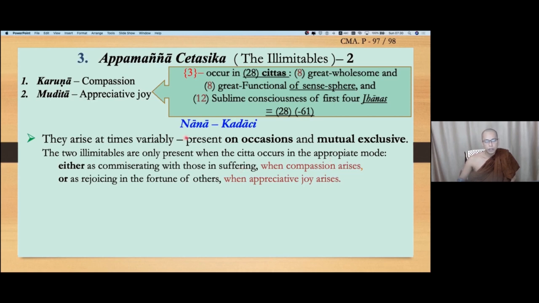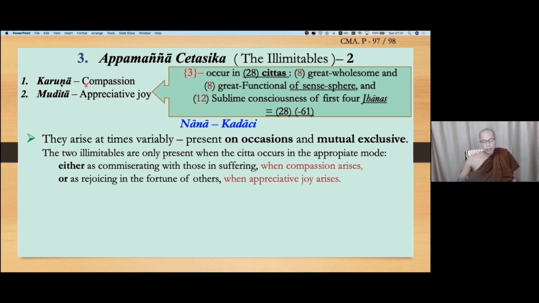So here, the nature of the Abhidhamma illimitables: they arise at times variably, so they cannot arise together too. That's why they are separately nana. And also they arise on occasion, that's why garaji. So same as the mundane level of virati, they have that same nature.